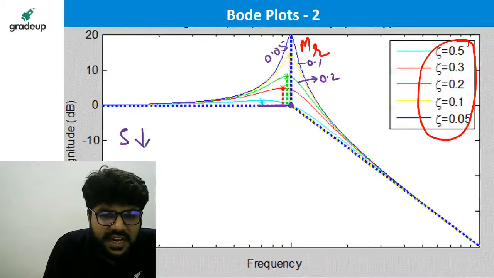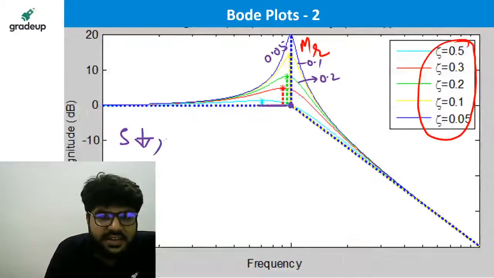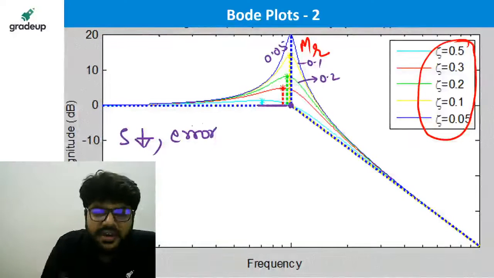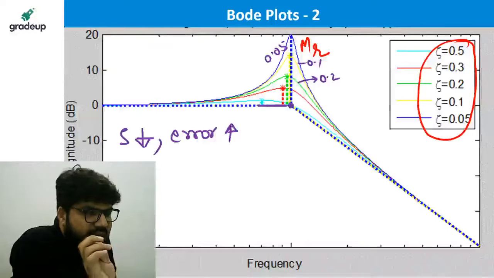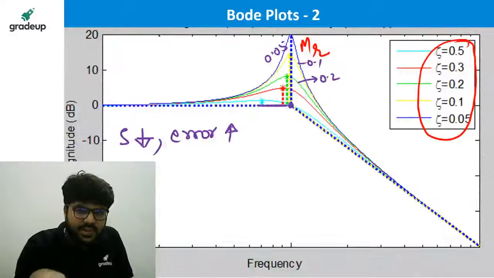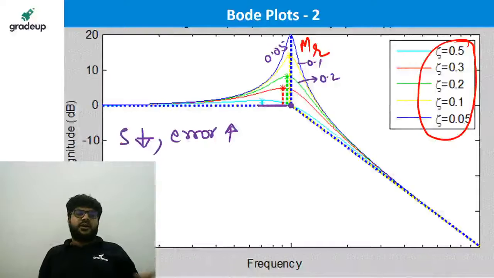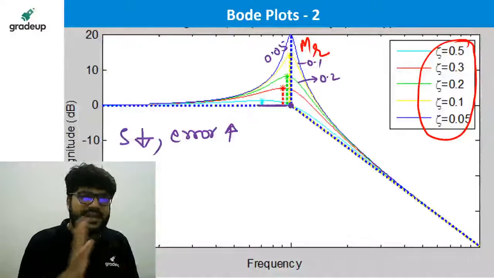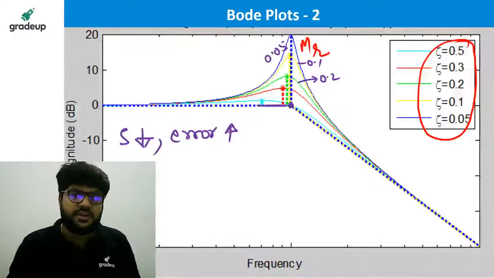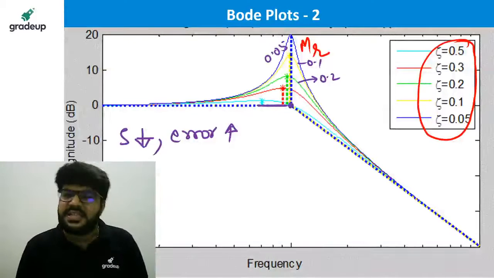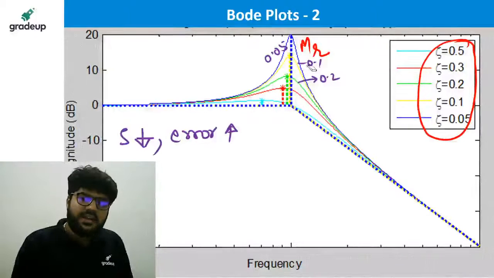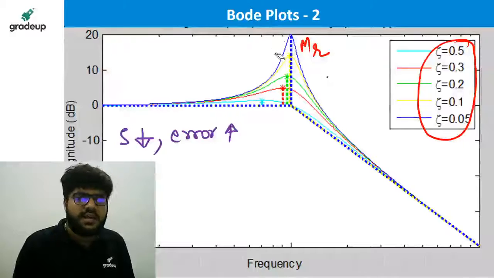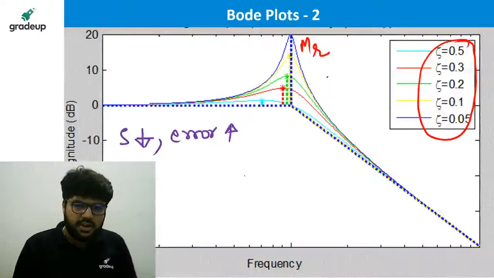If zeta decreases, the actual plot is deviating from the approximate plot and the error increases. Like in the case of first order, where I told you the maximum error, here also the maximum error is at the corner frequency. But the maximum error in the first order was plus 3 dB, and this error depends on zeta. So maybe for some values of zeta its error is restricted, but for other values of zeta the error is maybe not in our range. So that is not usually followed.